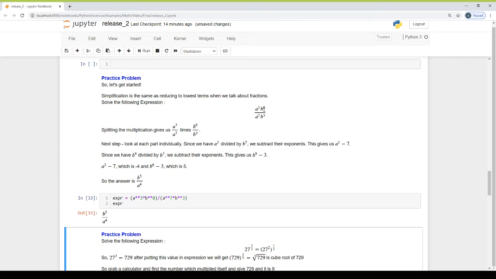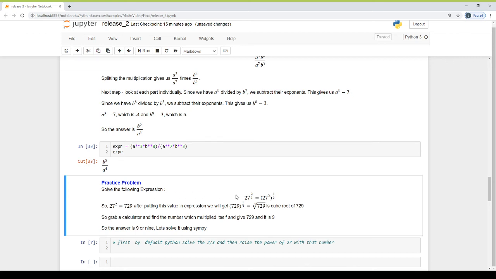What happened? We have split the same symbols on one side and the other symbol on the other side, that is a raised to power 3 over a raised to power 7, multiplied with b raised to power 8 over b raised to power 3. A raised to power 3 minus 7, which is minus 4, and b raised to power 8 minus 3, which is 5. So b5, and a raised to power minus 4 comes into the denominator by changing its sign to plus, and it will become a4. So the answer is b raised to power 5 over a raised to power 4.